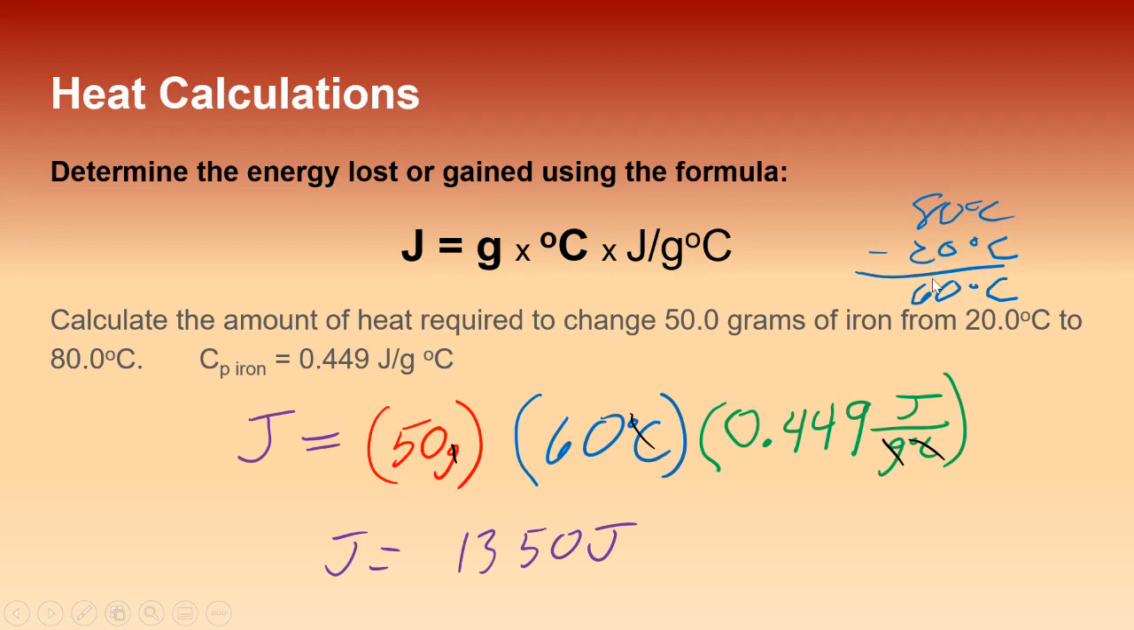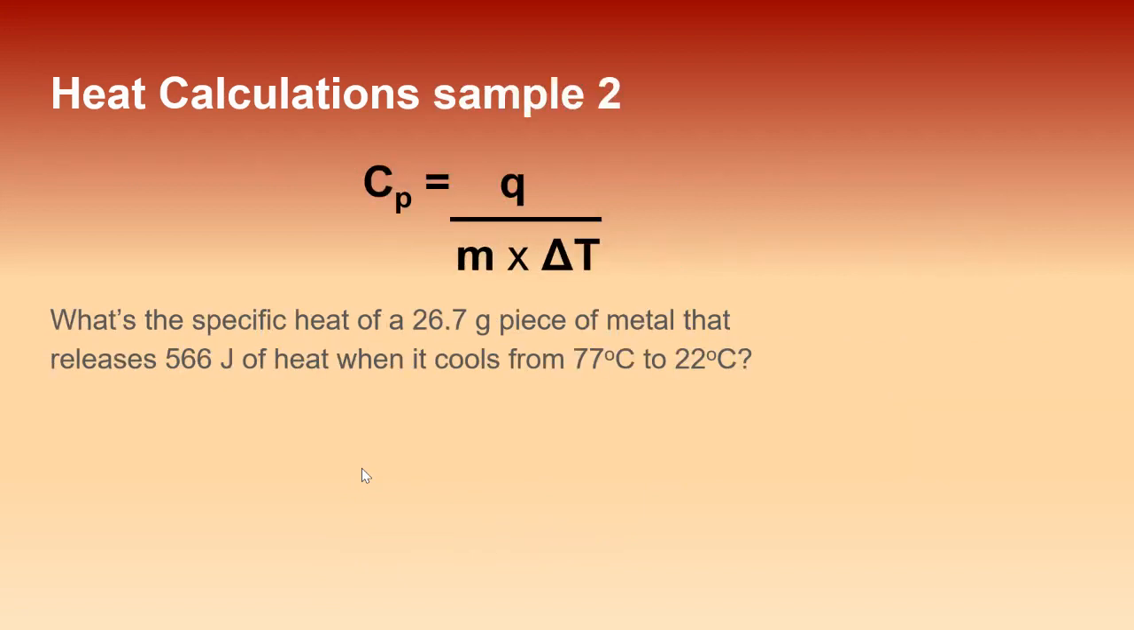So you take the 80 minus 20, you get your 60, right? That goes there. Your grams goes there. Your degrees Celsius, joules per gram degrees Celsius go there. And like I said, the degrees Celsius will cancel and the grams will cancel, so joules equals joules. And so that's how you get how many joules there are in the iron for it to change from 20 to 80 degrees. So let's look at another one.